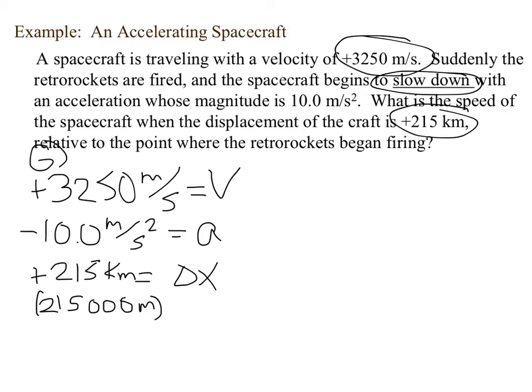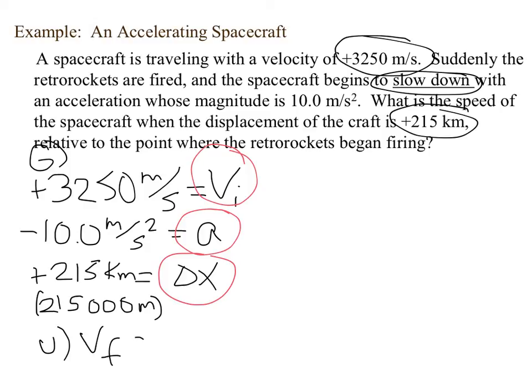I've got a velocity, since it was going at 3,250 meters per second, and then it's going to slow down. I could assume that that's my initial velocity right here. I was given acceleration. I have displacement. The question is, what am I looking for? They want to know what is the speed of the spacecraft after it starts stopping. So that would be my final velocity that I'm looking for.